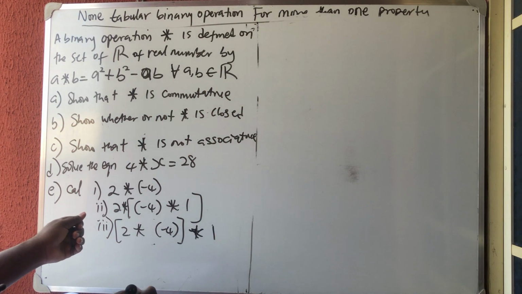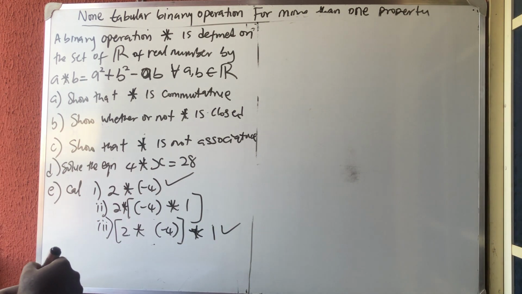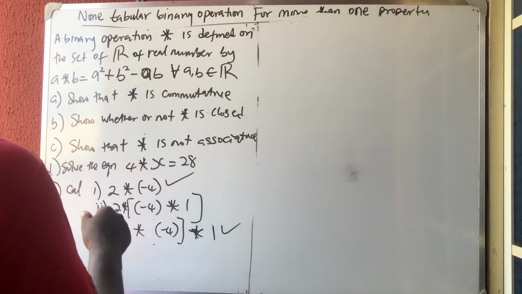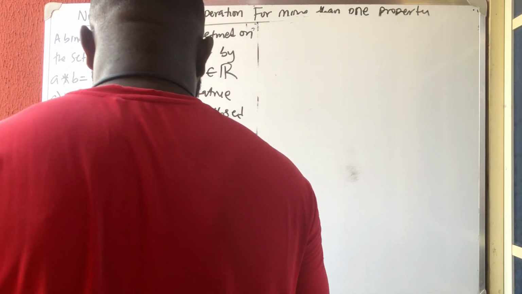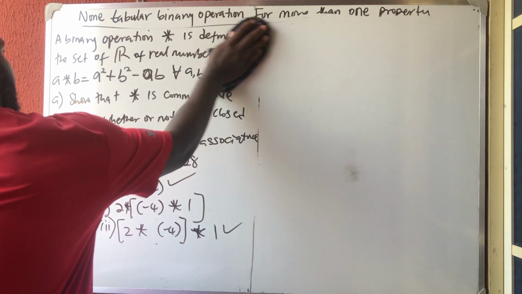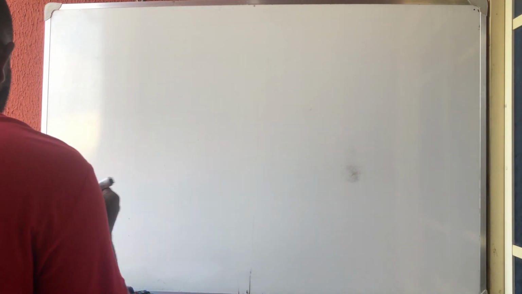So the next one, they say an assignment: do this one and do this one and tell me what the result will give you in the comment section. Okay, so find that too and tell me what the result is in the comment section. So let us solve another question.